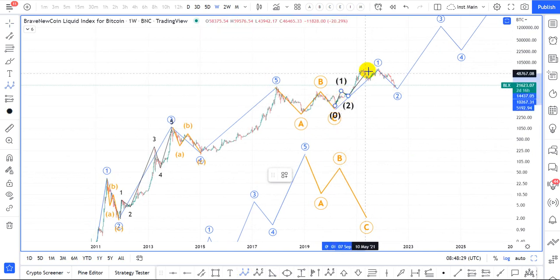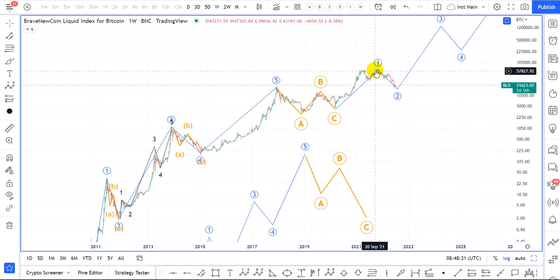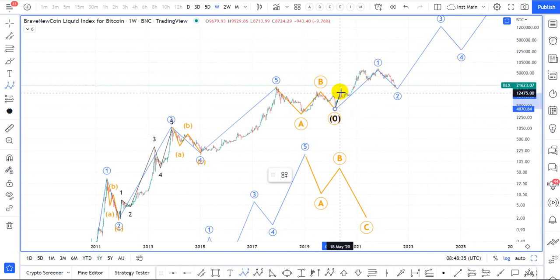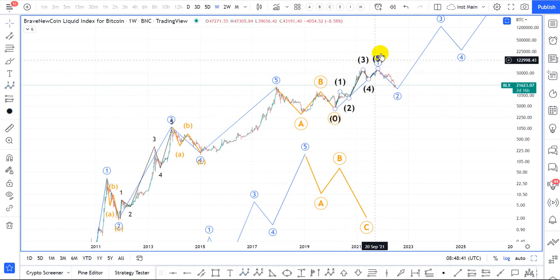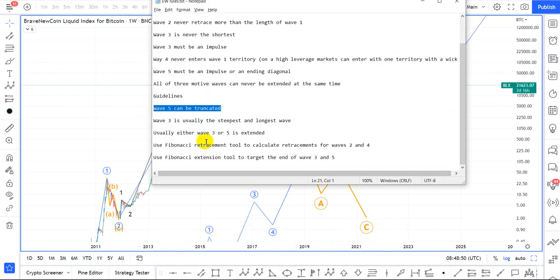1, 2, 3, 4. Oh, sorry, it just disappeared. Don't know why it did that with me. 3, 4, 5. There's a truncation of wave 5. And then here's ABC. All right, let's go ahead.